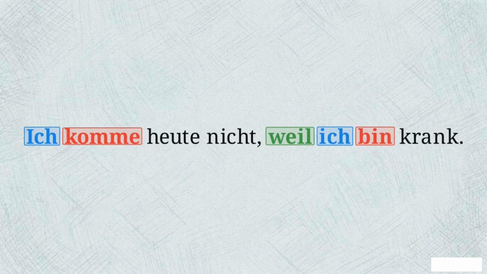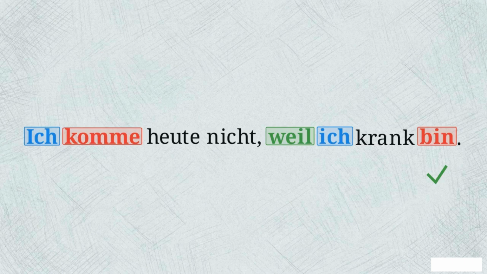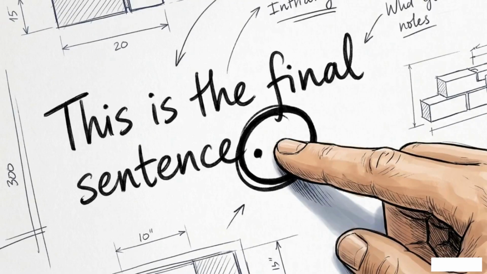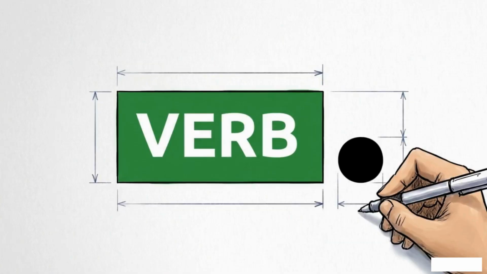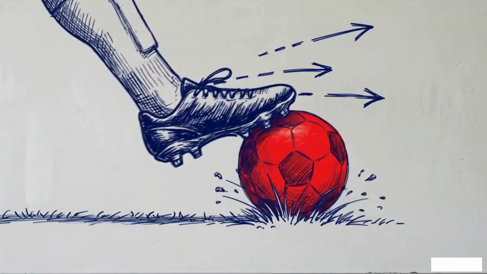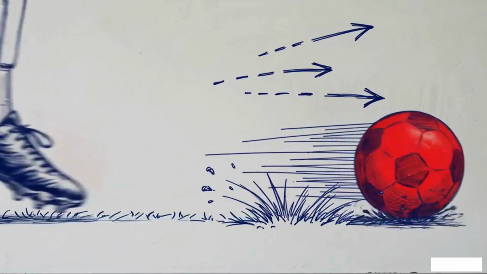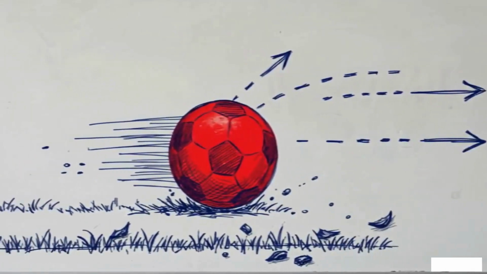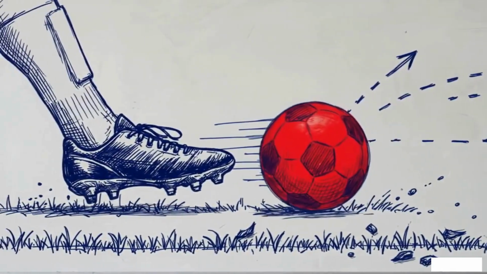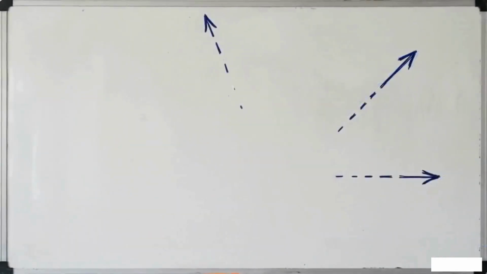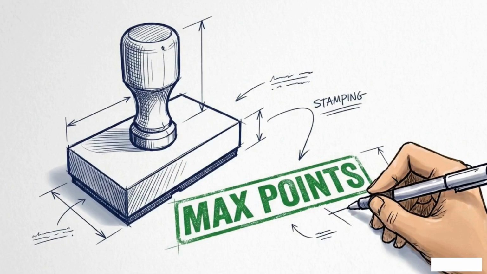The word weil acts as a trigger. It physically launches the red verb bin all the way to the right, placing it at the very end of the clause. You can use this as a non-negotiable rule to check your own work during the exam. If a period ends a weil clause, the word immediately to its left must be the conjugated verb. Successfully executing this verb kick sends a clear signal to your examiner. It proves you understand how subordinate clauses function in German, which helps you secure more points for your grammar.